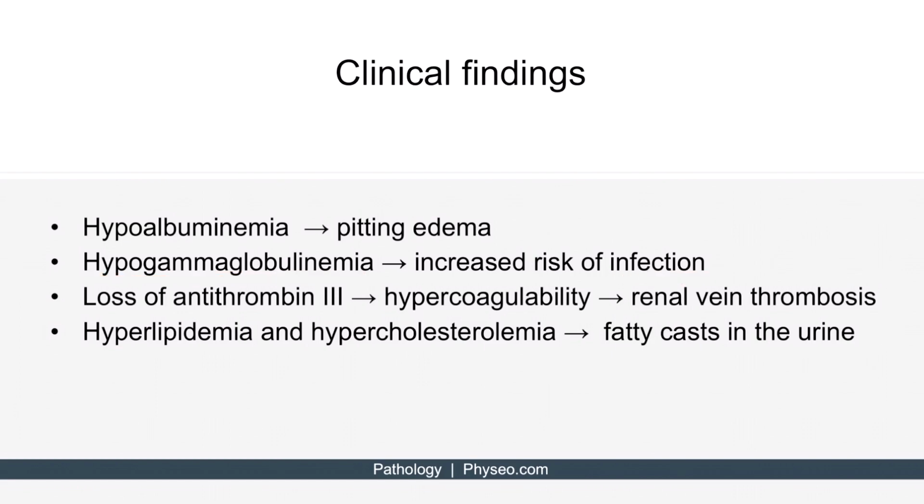With loss of antithrombin 3 in the filtrate, this can cause certain problems as well. It's important to know that antithrombin 3 is a protease that prevents abnormal blood clots from forming. Hence, it's antithrombin. So it would make sense that loss of antithrombin 3 would result in a hypercoagulable state. In fact, a notable complication of nephrotic syndrome is renal vein thrombosis. And now it makes sense why. The patient lost antithrombin 3.